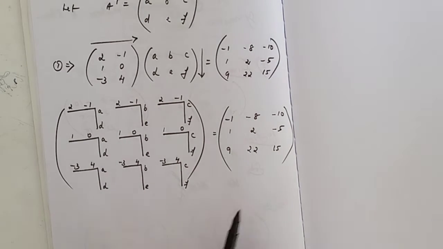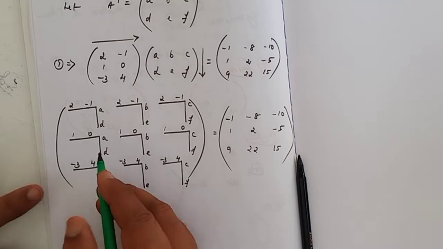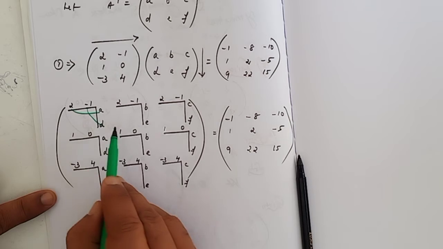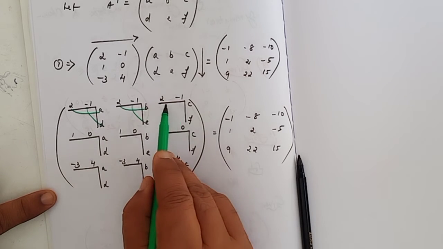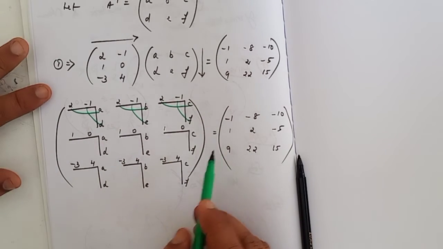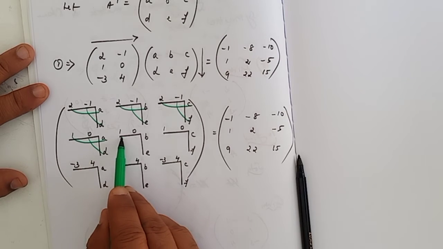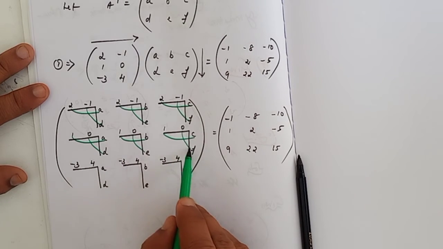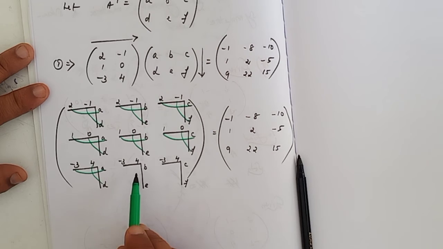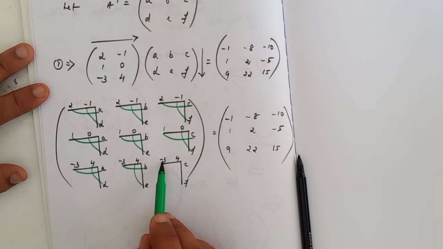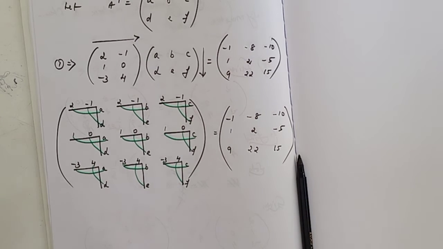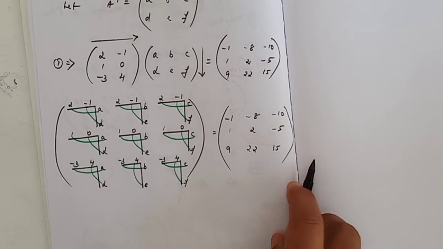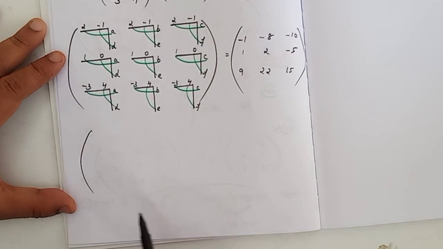Multiplication is always in this order: first with first, second with second. In this order only we have to multiply. Now I am going to multiply. Okay, listen.